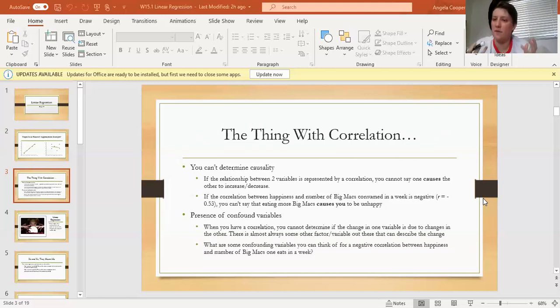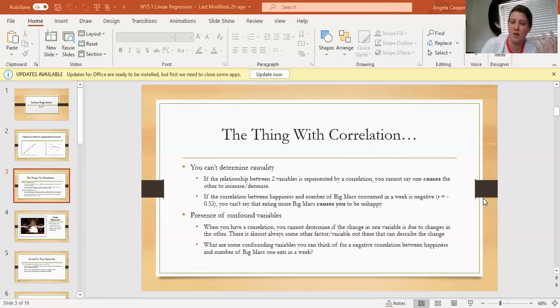However, there's a lot of different factors that contribute to happiness, and a lot of different factors that contribute to people eating Big Macs in a week. And not all of them are solely, the reason why I'm eating more Big Macs is because I'm unhappy. It doesn't make sense. There are way more variables involved. Some confound variables of this correlation: one reason why people might eat more Big Macs is because maybe they don't know how to cook. Maybe they don't have very high income, so they don't have enough money to purchase groceries and do more at-home cooking because that can be expensive.